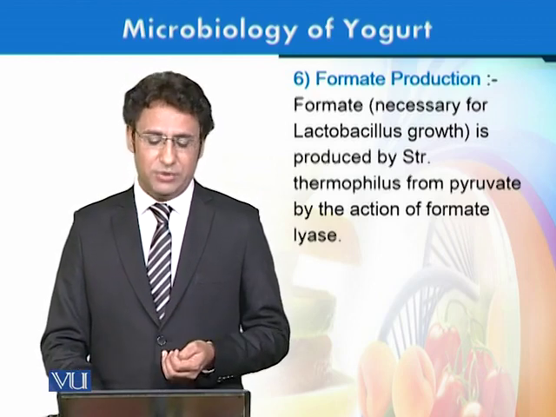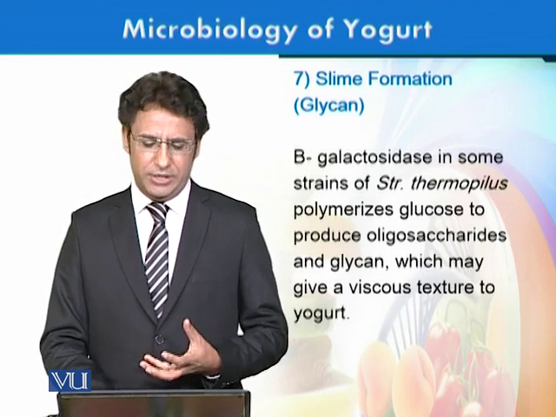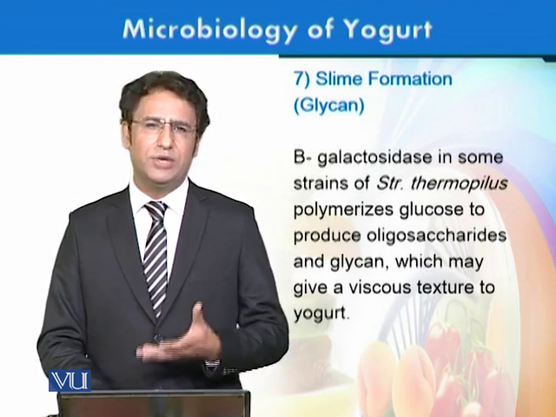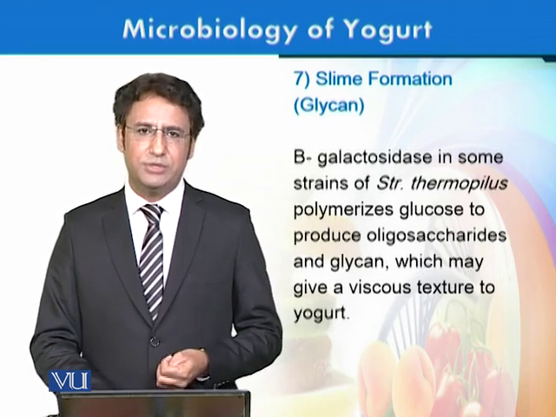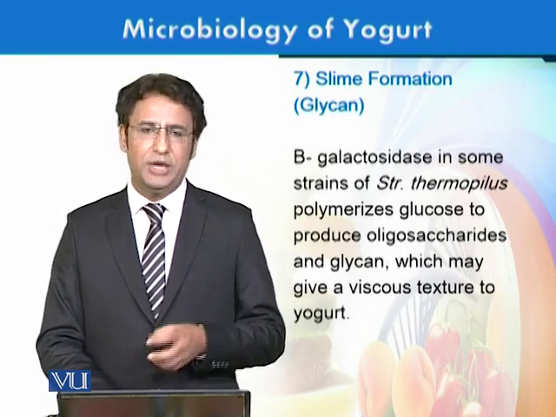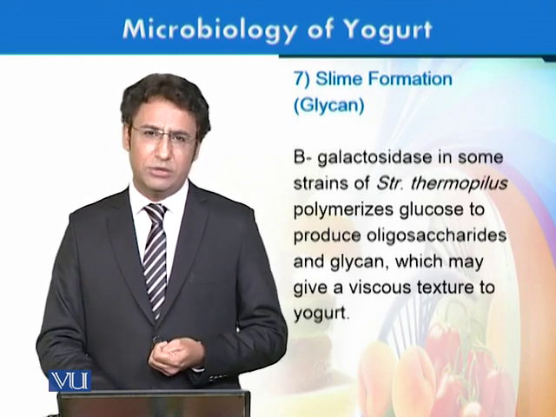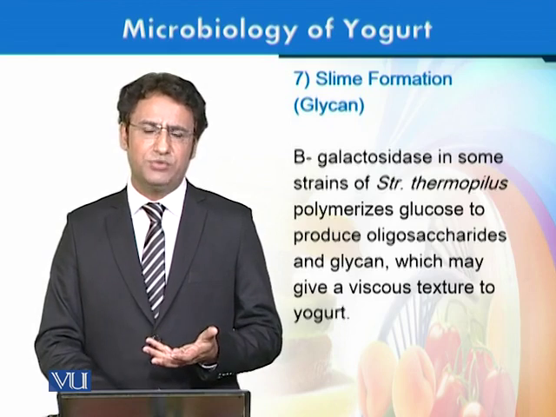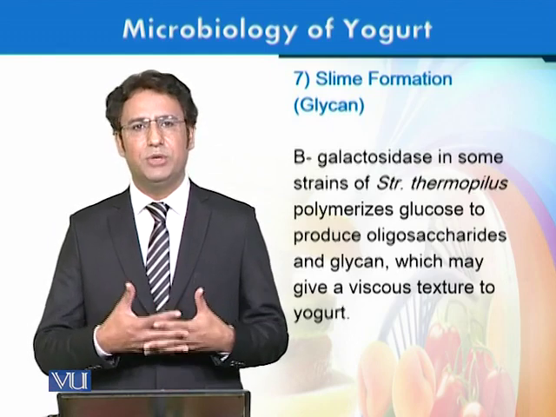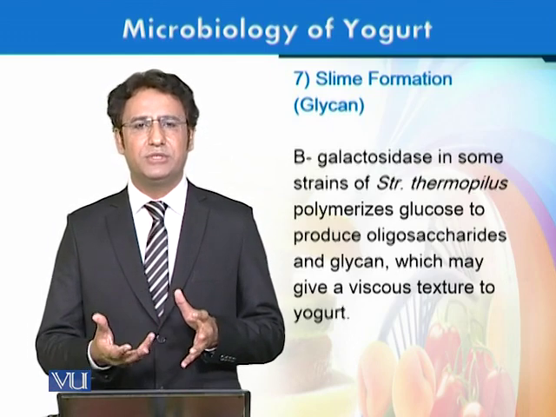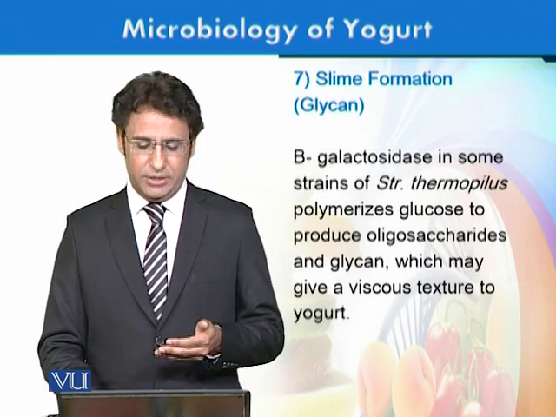Then we also look at another reaction called slime formation or glycan formation. As we earlier said, these glycans are carbohydrates. So beta-galactosidase from some strains of Streptococcus thermophilus would be polymerizing this glucose to make up a more complex structure called oligosaccharide or glycans. Particularly glycans would give a slimy appearance or slimy feeling to the product, so the texture would be desirable. The product becomes viscous in nature. So this is what is desirable in yogurt, because we want to have a viscous product at the end.